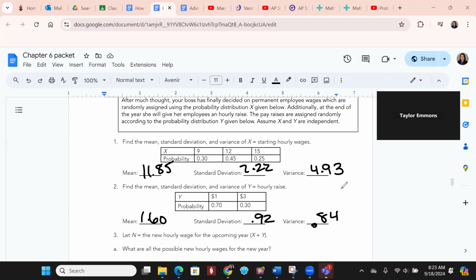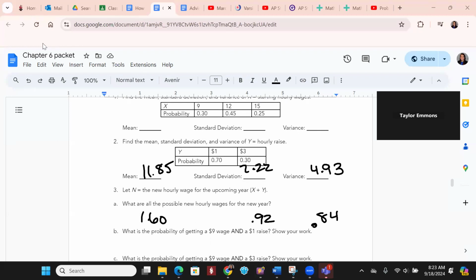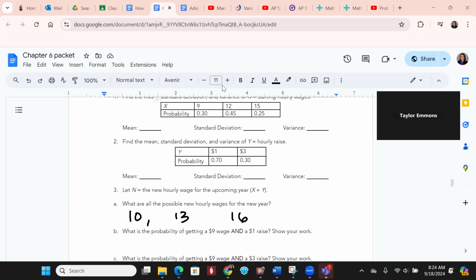Okay. All right. So the next question says, let N equal the new hourly wage for the upcoming year, X plus Y. What are the possible new hourly wages for the new year? What are the new possible wages for the upcoming year? Okay, so again, X plus Y. This is X, this is Y. So what's 9 plus 1? Okay. What's 12 plus 1? What's 15 plus 1? Okay. Then what's 9 plus 3?